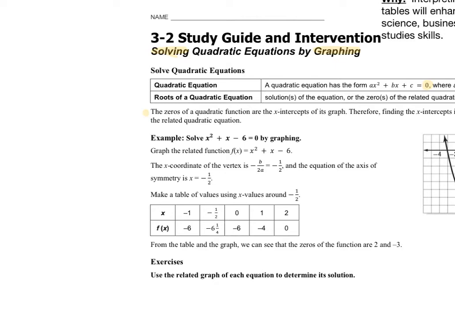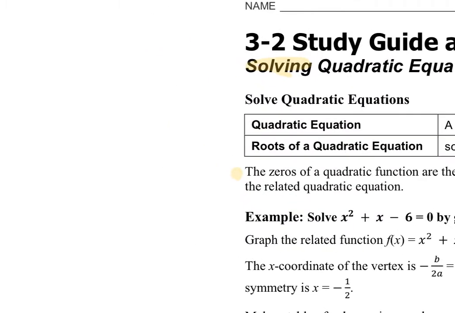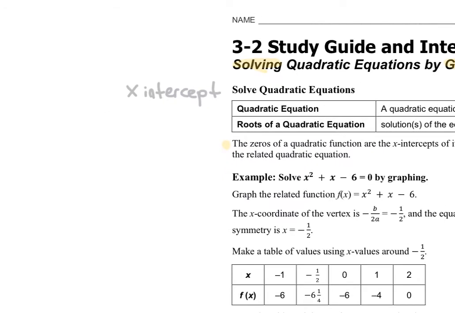So what we're going to be looking at is a variety of terms that all mean the same thing. So I'm going to write here x-intercept. X-intercept is a term we're all familiar with. That's where our curve crosses over the x-axis. There are some other words that are going to be used in this chapter that mean the same thing.